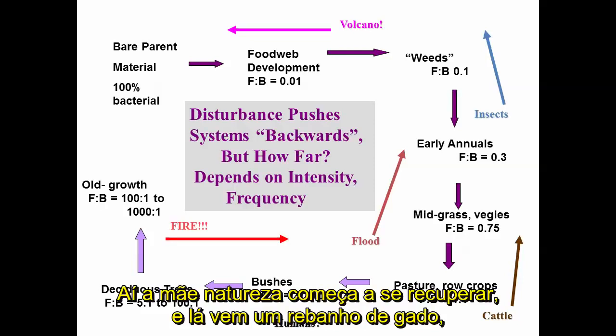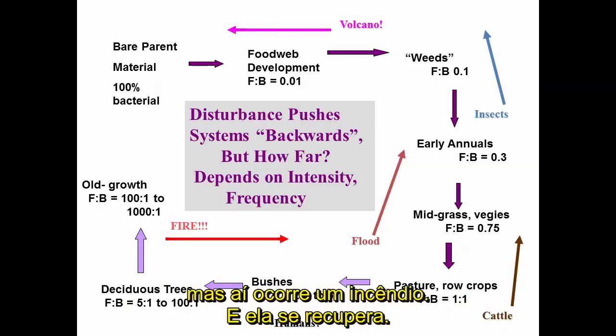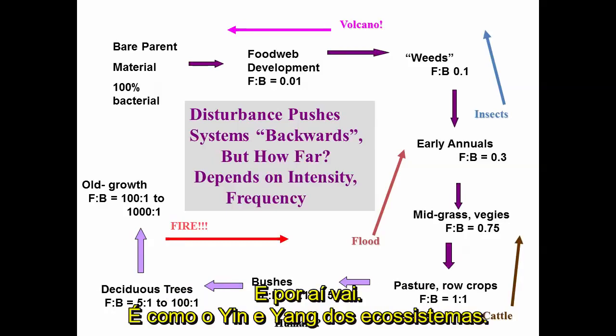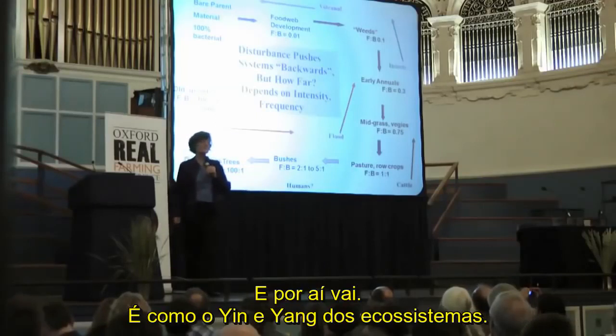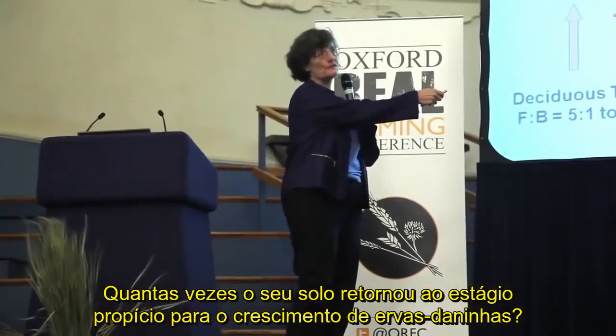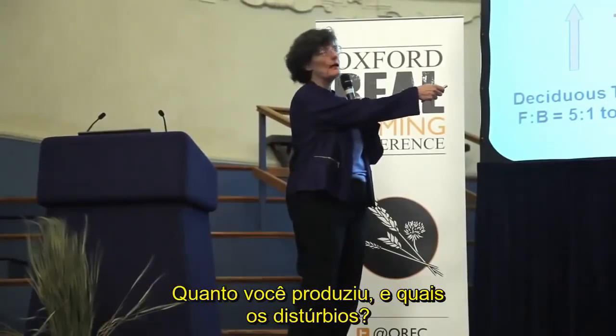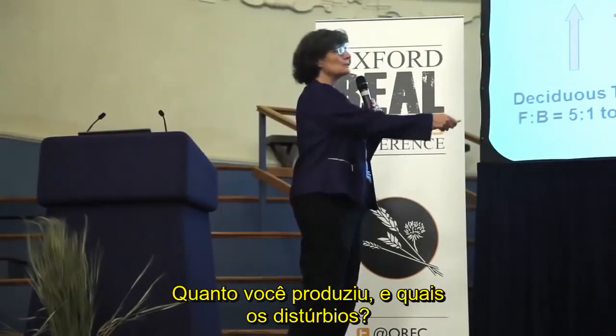And then along comes a herd of cattle, and they start compacting. And then Mother Nature starts to rebuild. And then a fire happens, and then she rebuilds. And then ta-da, ta-da. It's like the yin and yang of ecosystems. How many times has your soil been back in a place where really what you're setting the stage to grow is weeds? How much have you built? And then when's the disturbance?